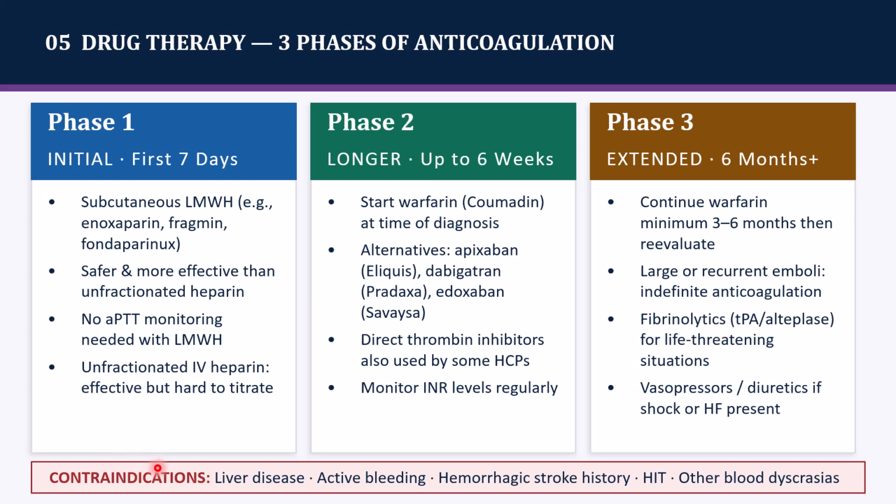The contraindications to know: liver disease that affects clotting, active or overt bleeding, history of hemorrhagic stroke, heparin-induced thrombocytopenia (HIT), short-term HIT, and other blood dyscrasias. In these patients, alternative approaches like an IVC filter may be necessary, which we will cover in the next slide.